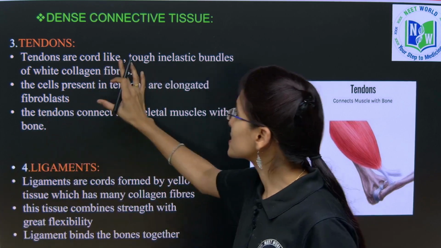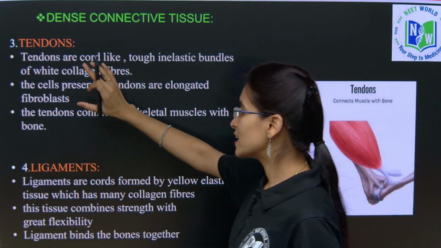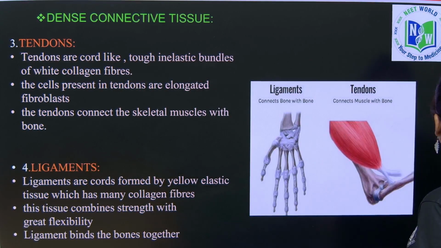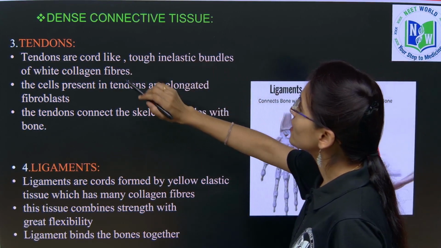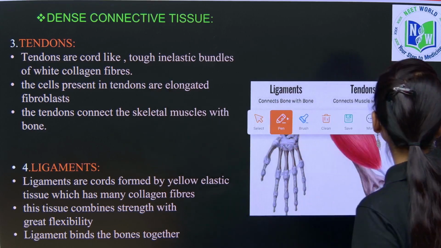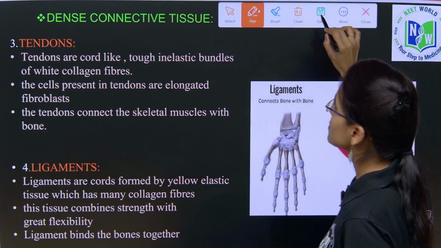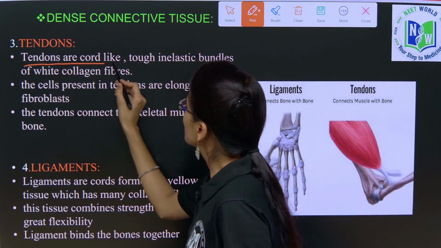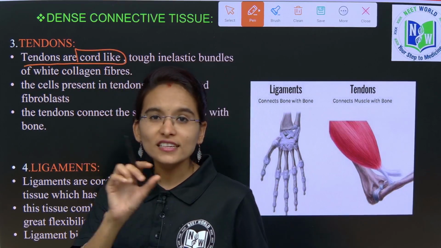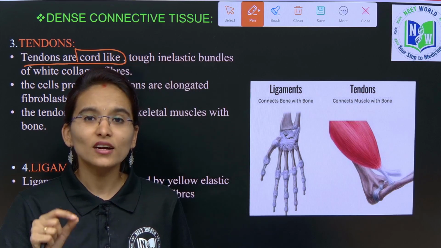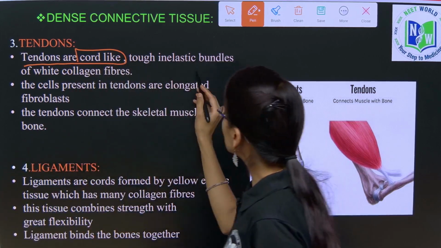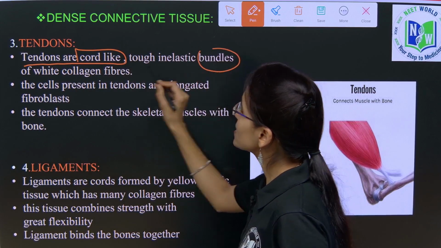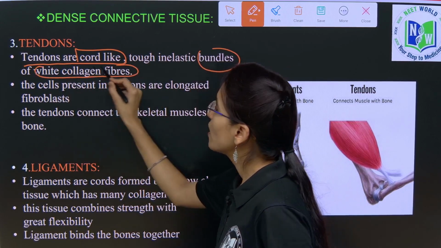So the dense connective tissue includes tendons and ligaments. Yes, what does it include, children? Dense connective tissue includes tendons and ligaments. Tendons are cord-like structures. Tendons contain string-like, inelastic bundles called white collagen fibers.